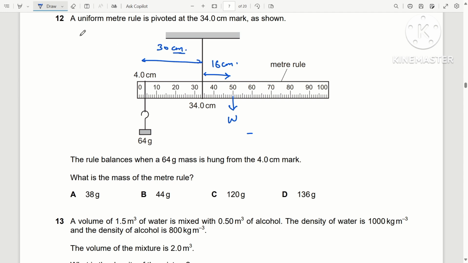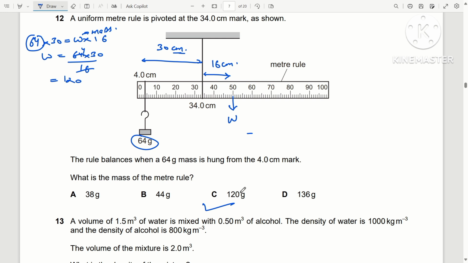Now if it is balancing, this means 64, here I am writing mass only, 64 into 30 is equal to W into 16. So W will be equal to 64 into 30 by 16, so that is 120. Here I am writing W, so it is denoting mass here. Why? Because here I have written 64 gram only. I have taken mass here, 64. So here W is also representing mass, because even if you multiply 64 into 10, then again you will get 1200, you will divide by 10, you will get the same answer. So option C is the correct one.